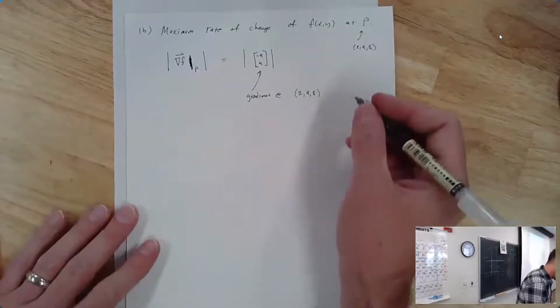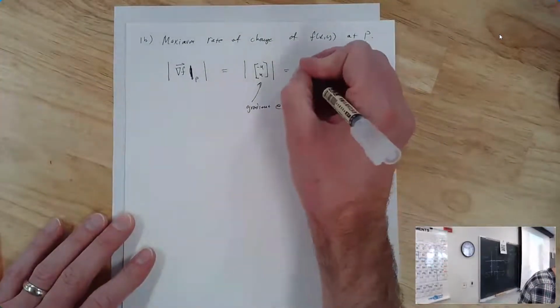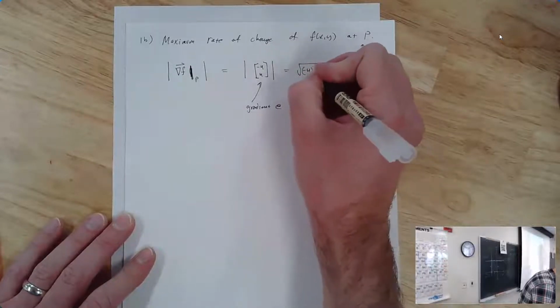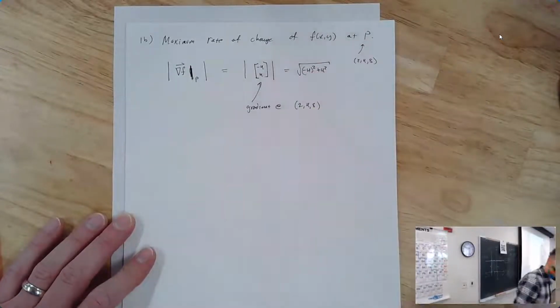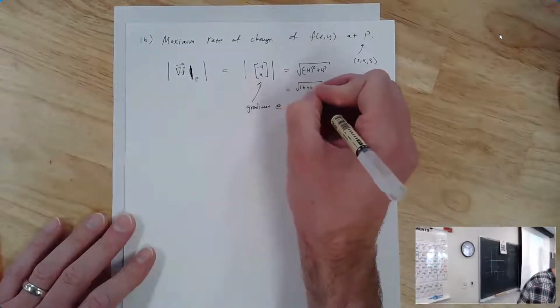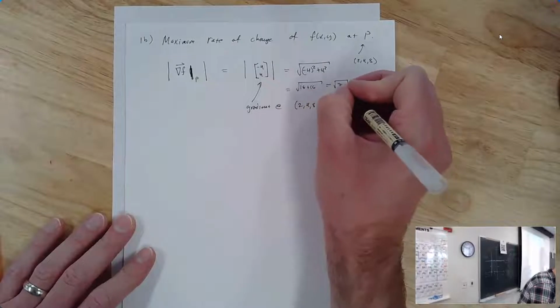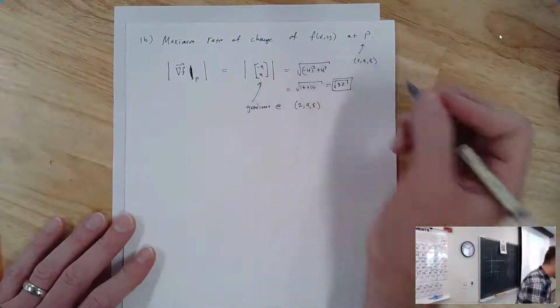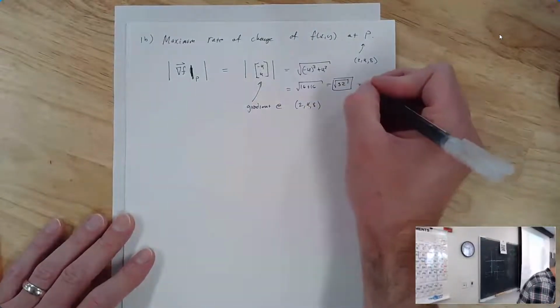And so we know how to find magnitude. It's going to be the square root of negative 4 squared plus 4 squared, which is going to be the square root of 16 plus 16, which is the square root of 32. And you might simplify that as 4 root 2.